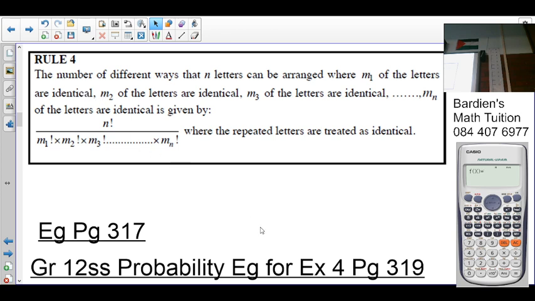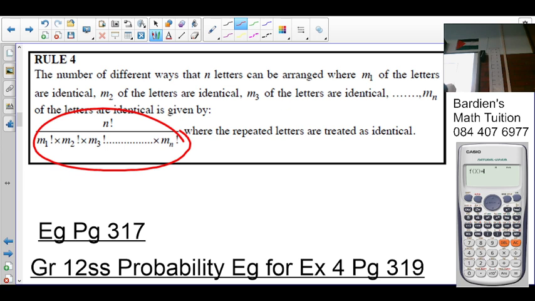Rule 4 says the number of different ways in which n letters can be arranged, where m1 of the letters are identical, m2 of the letters are identical, m3 of the letters are identical, and so on all the way to mk of the letters identical, is given by n factorial over m1 factorial times m2 factorial times m3 factorial all the way to mk factorial, where the repeated letters are treated as identical. In layman's terms, we apply that formula.